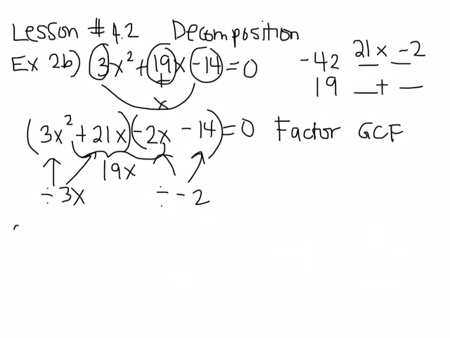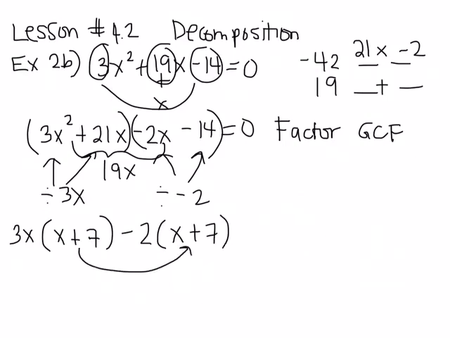With my first bracket, I'm going to take 3x outside of the bracket by division, which leaves me with x plus 7. Close your bracket. And when I divide out negative 2 from the second bracket, I'm left with x, and then negative 14 divided by negative 2 is going to be positive 7. Your goal is to make sure that these two brackets are the same. If you make sure that they're the same, then you've done this properly.